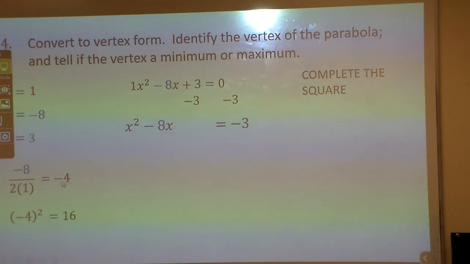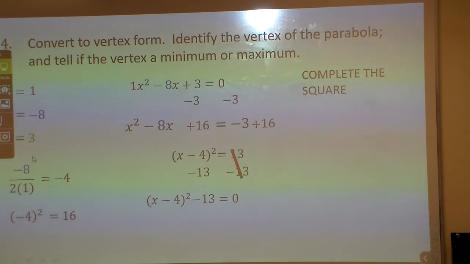This negative 8, I know will become minus 4 down here in parentheses, but I got to add 16 here. If I add 16 to one side, I got to add it to the other, which gives me this right here. And then I minus the 13 back to get it into that vertex form. So I know then that the vertex would be like that f of x or y equals x minus 4 squared minus 13. That's vertex form I got by completing the square.